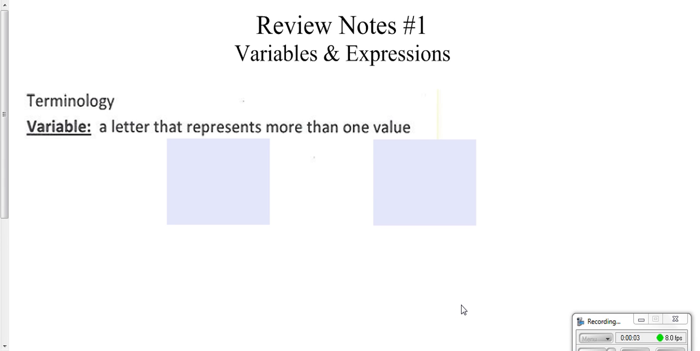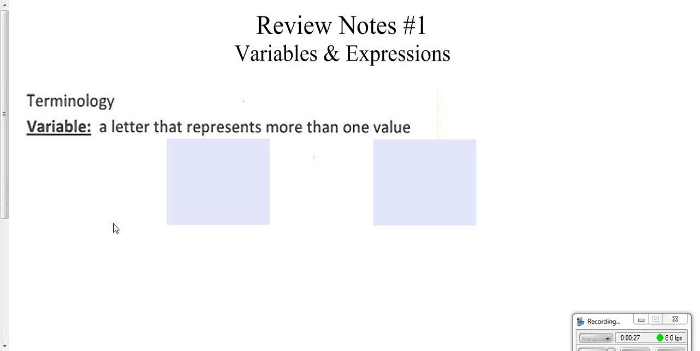This is the recording of review notes number 1. Now these recordings will be a little bit faster, actually quite a bit faster than in-class videos, because you have the ability to pause, rewind, and fast forward. So bear with the speed, but do remember you do have control over the tempo by fast forwarding and pausing and so on. Let's start with a variable.